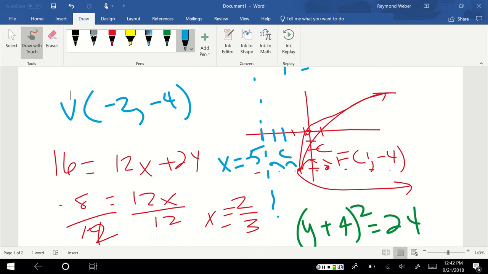Unlike all the other ones, the other three all have 2 foci. This only has 1 focus. So when you see a parabola, you only ever have to find 1 focus instead of the 2 you've been finding for hyperbolas, ellipses, and circles.